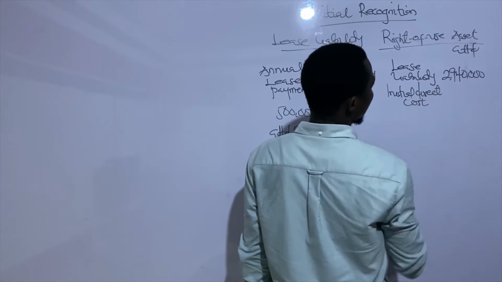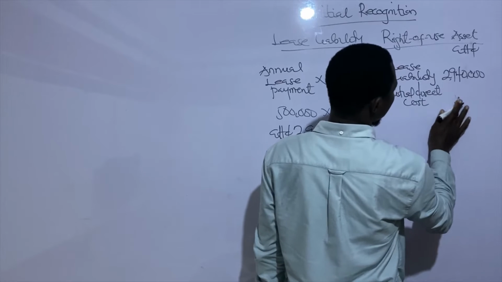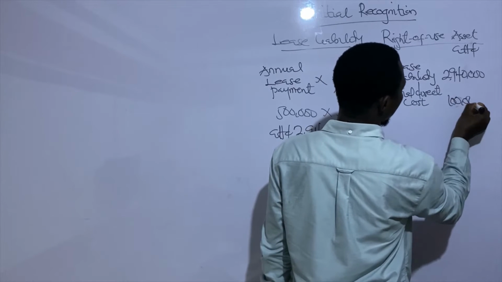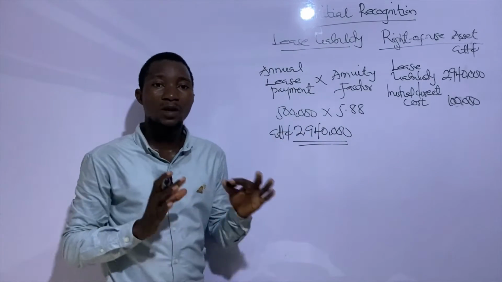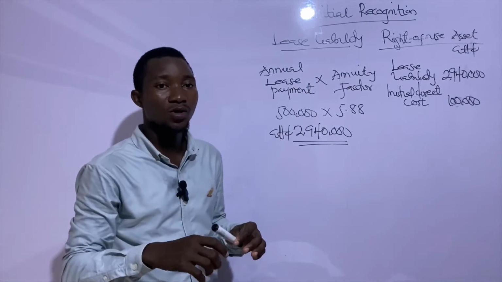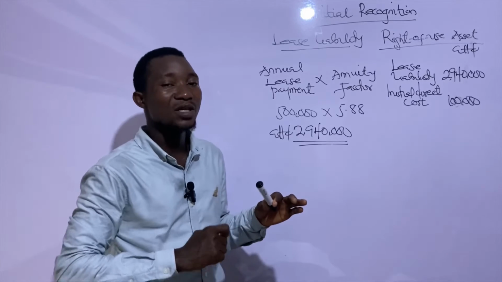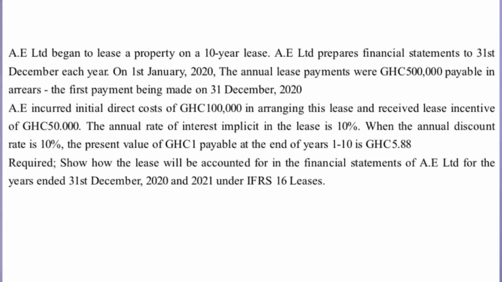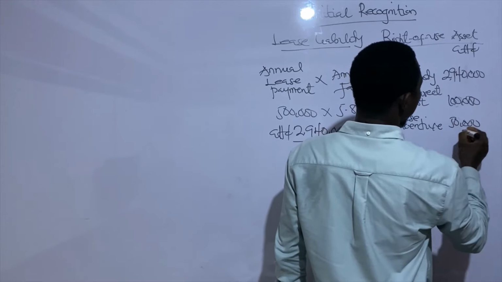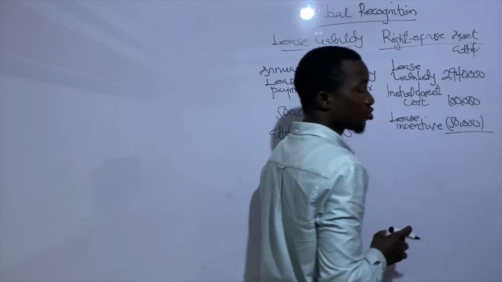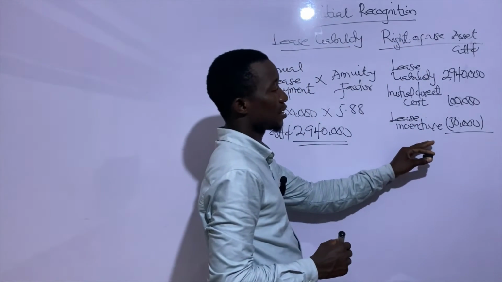There is also initial direct cost of an amount of 100,000. Good. After looking at the initial direct cost, there is something we call lease incentive. Lease incentive is given by the lessor to the lessee in order to reduce the cost of right of use assets. So the lease incentive in this question is 50,000 Ghana cedis, because it is given out to reduce the total right of use asset. We put it in brackets.